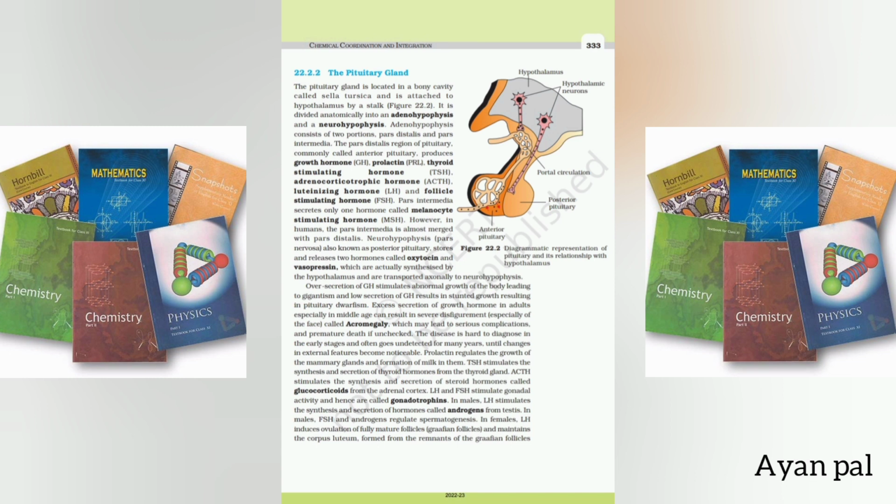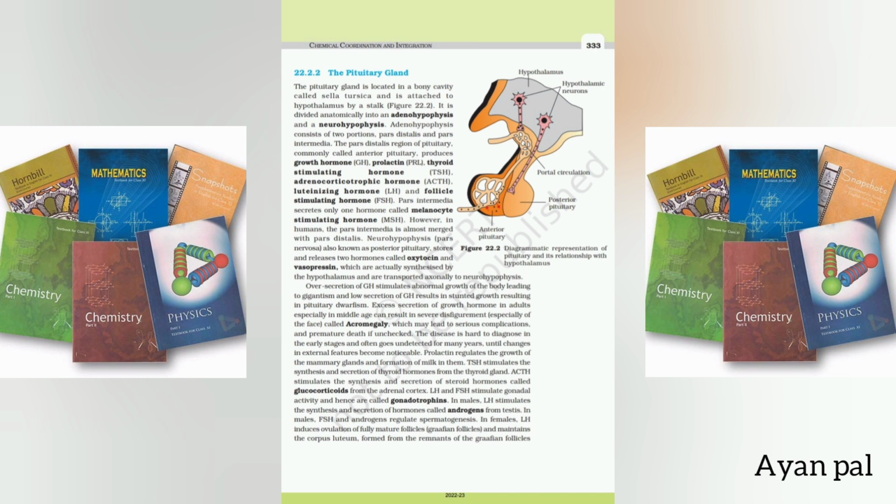ACTH stimulates the synthesis and secretion of steroid hormones called glucocorticoids from the adrenal cortex. LH and FSH stimulate gonadal activity and hence are called gonadotropins. In males, LH stimulates the synthesis and secretion of hormones called androgens from testes. In males, FSH and androgens regulate spermatogenesis.